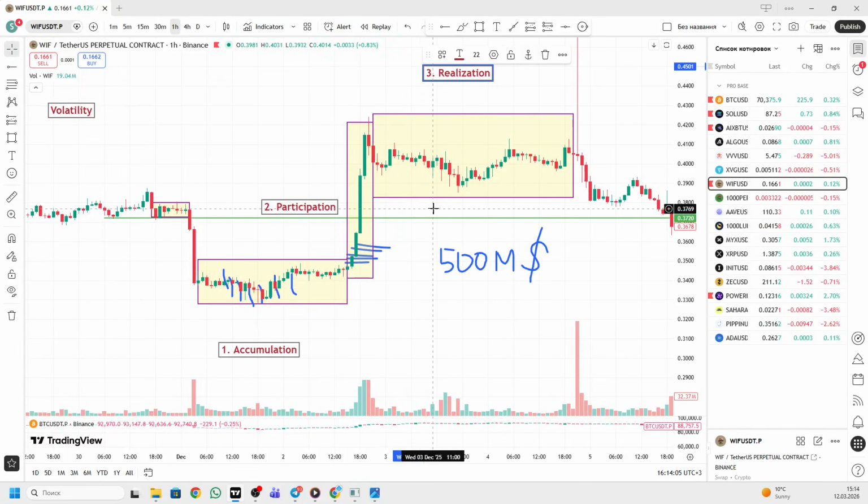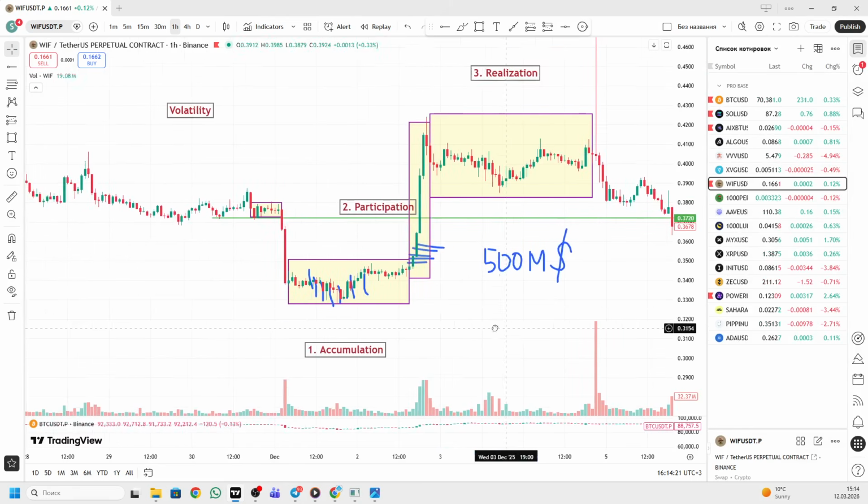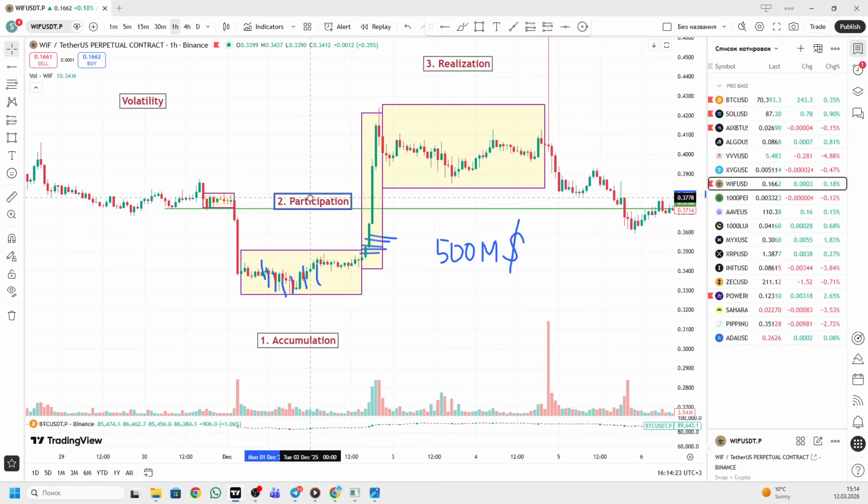So we have the realization phase. But we add one more important idea here. This phase is not always only about profit taking. There can also be another process happening at the same time. Let's see how it happens. I want to explain and show you.